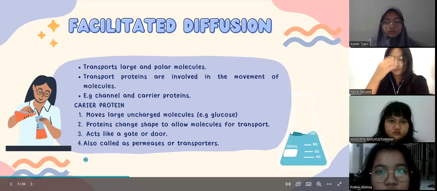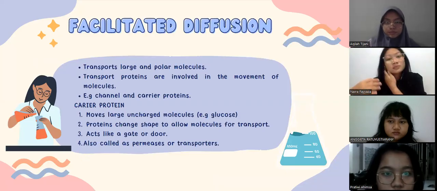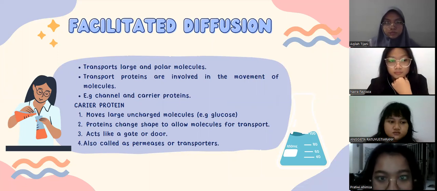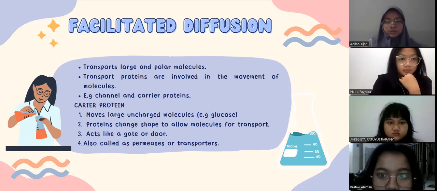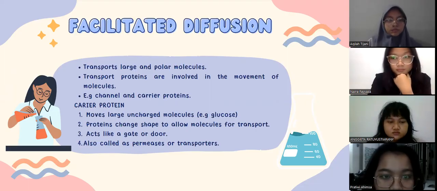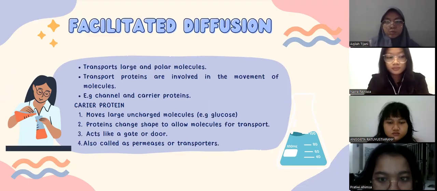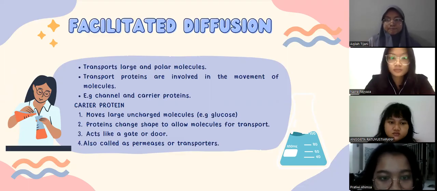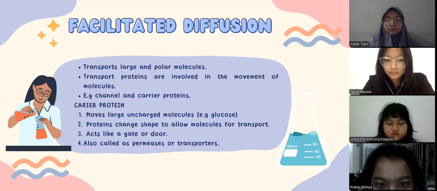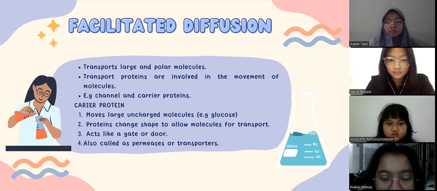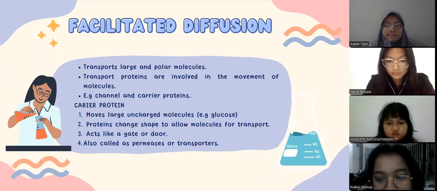Then there is facilitated diffusion, such as transport of polar molecules. Transport proteins are involved in the movement of molecules, for example channel and carrier proteins. A carrier protein moves large uncharged molecules, for example glucose. Second, proteins change shape to allow molecules to be transported. The third is that they act like a gate or door. The fourth is that they are also called permease or transporter.